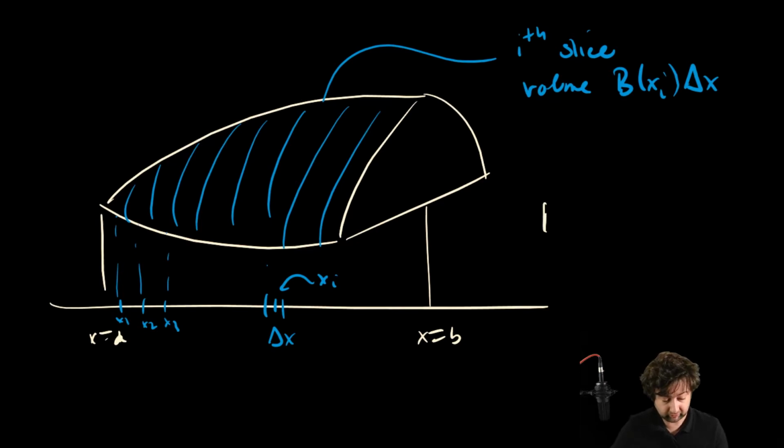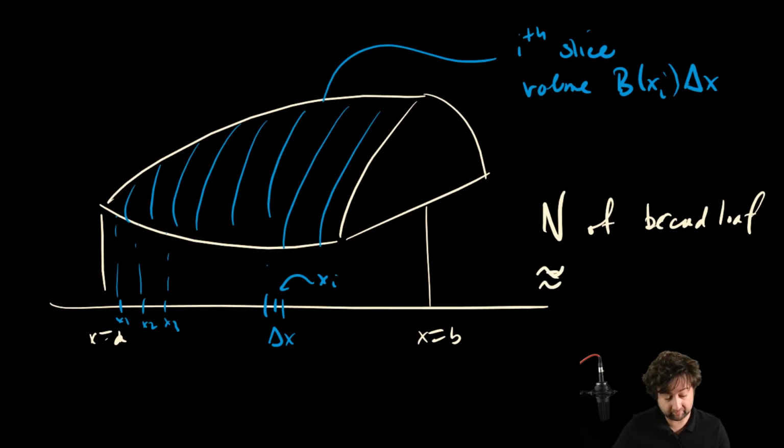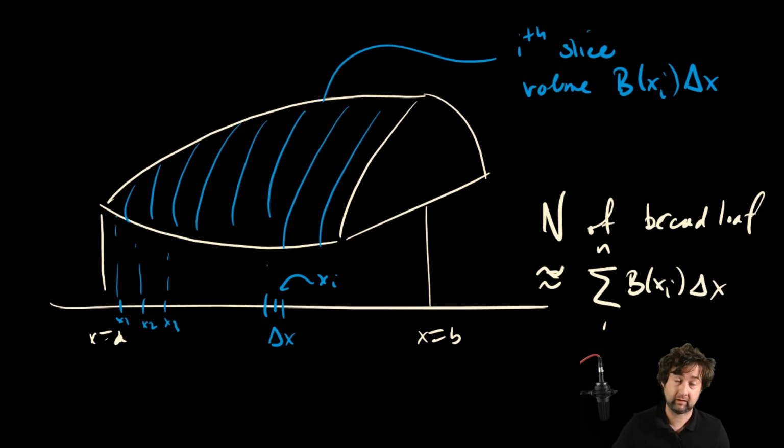thing, the volume of the bread loaf, is going to be about equal to the sum from 1 to n of b of xi delta x. And that means that if I want to take this one step further and make the slices smaller and smaller and finer, I can convert this into an integral using a limit.